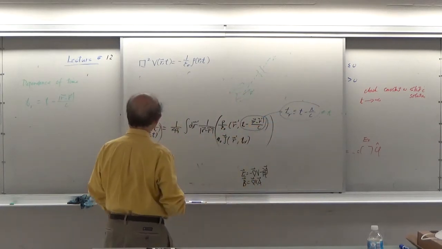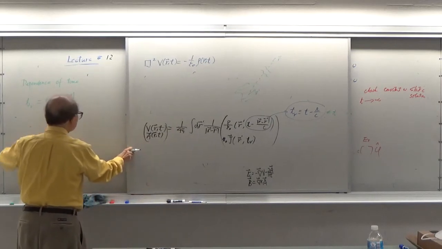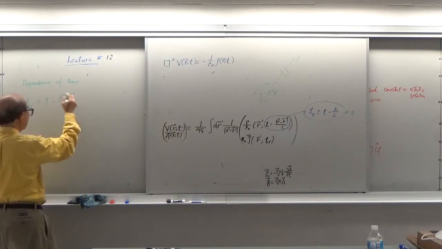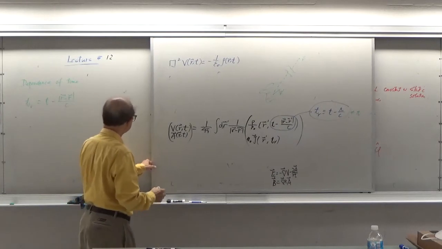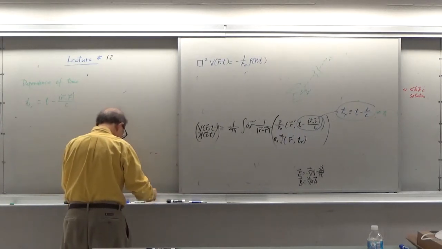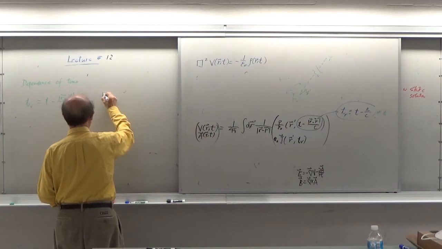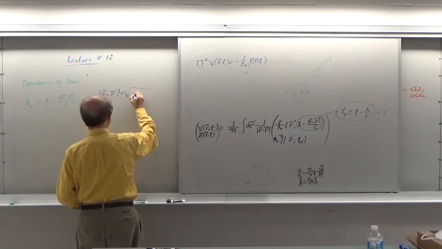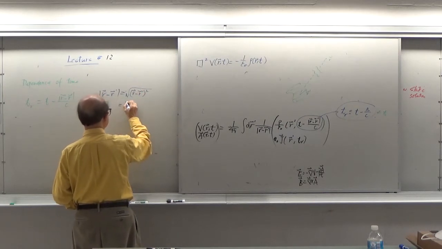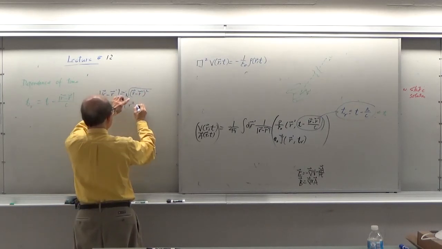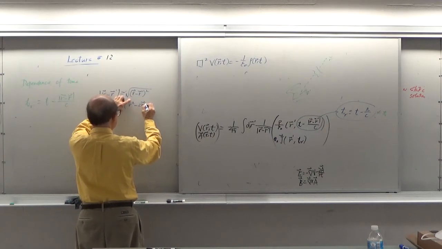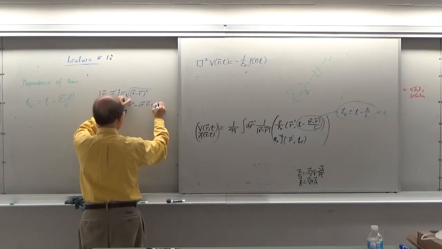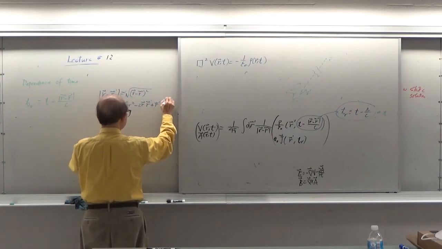Then obviously it makes sense to take an expansion for the magnitude of r minus r prime. So let's do that. The magnitude of r minus r prime, of course, is nothing but the square root of (r minus r prime) squared. And it's equal to the square root of r squared minus 2 r dot r prime plus r prime squared.